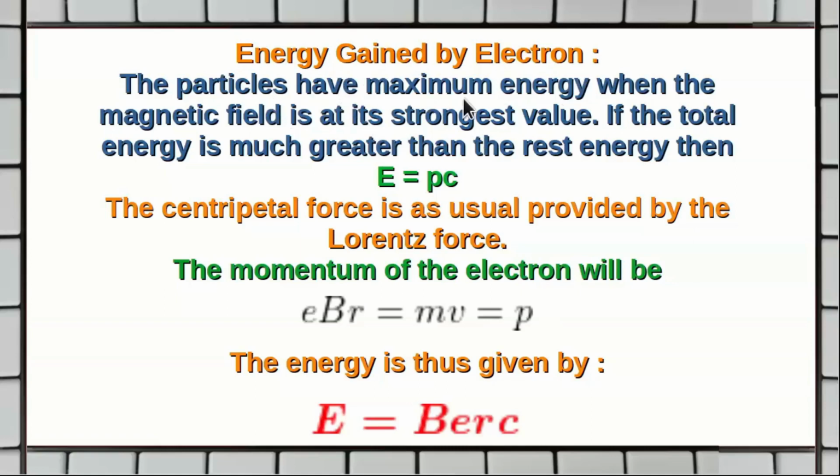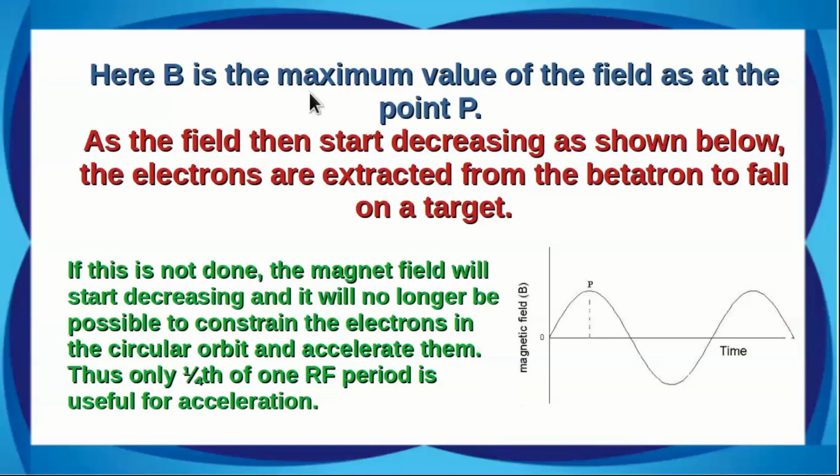The particles have maximum energy when the magnetic field is at its strongest value. If the total energy is much greater than the rest energy, then we can write E is equal to P into C. This is a relativistic relation. The centripetal force is as usual provided by the Lorentz force arising from the magnetic field. So therefore, the momentum of the electron will be P is equal to mv, which is equal to EBR. So therefore, the energy can be represented as E is equal to BERC, where B is the maximum value of the field, as at the point P here, the maximum of the waveform.